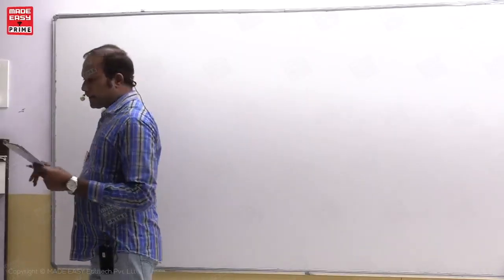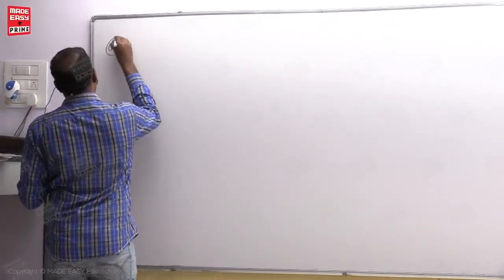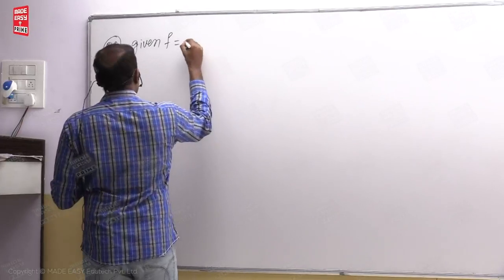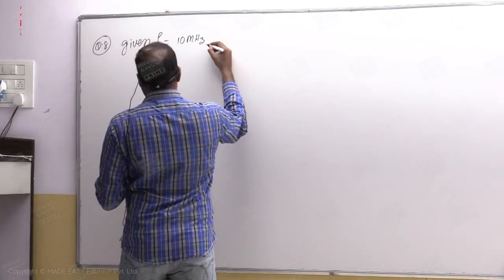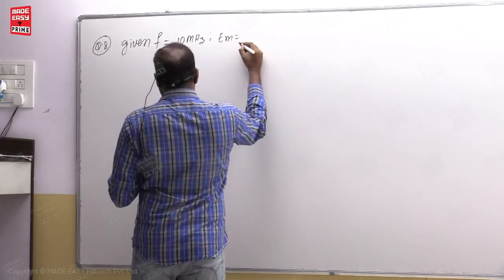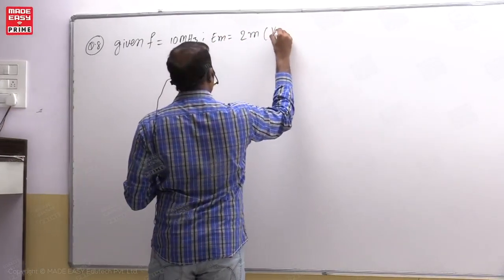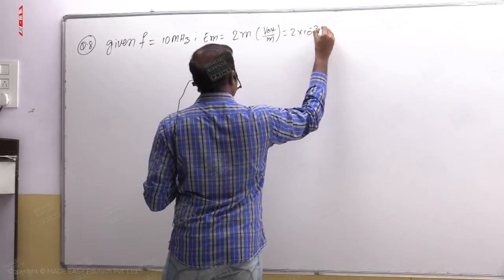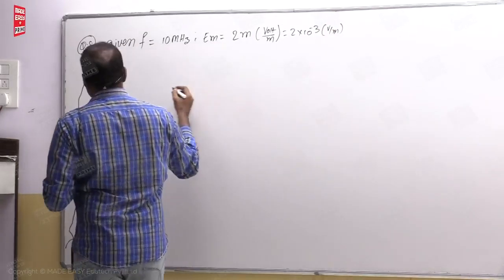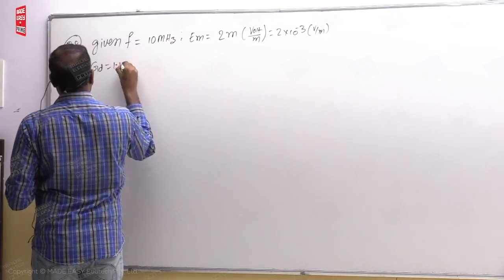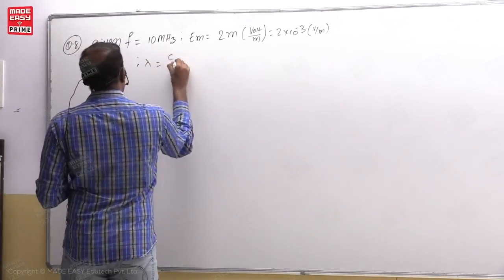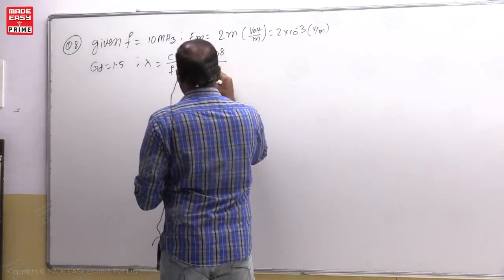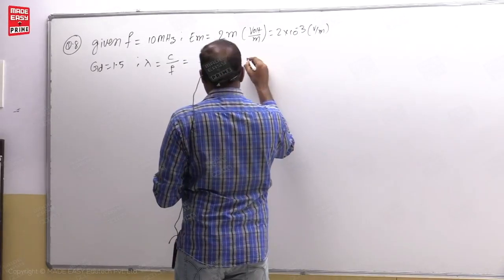Okay. So students, this is question number 8. Given F is equal to 10 megahertz. The maximum electric field is given as 2 millivolt per meter, that is 2 into 10 to the power minus 3 volt per meter. Then directive gain is equal to 1.5, and you know that lambda is equal to C by F, so that is 3 into 10 to the power 8 divided by 10 to the power 7, that is 30.